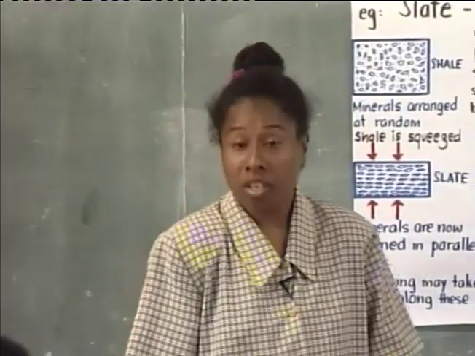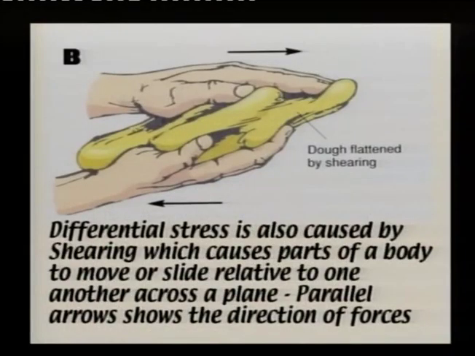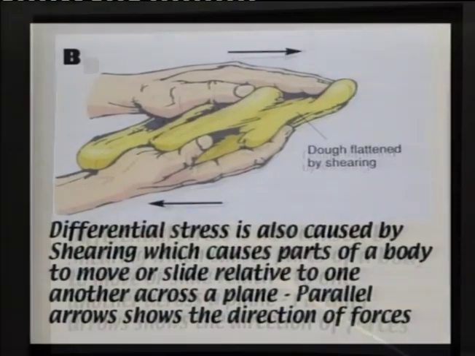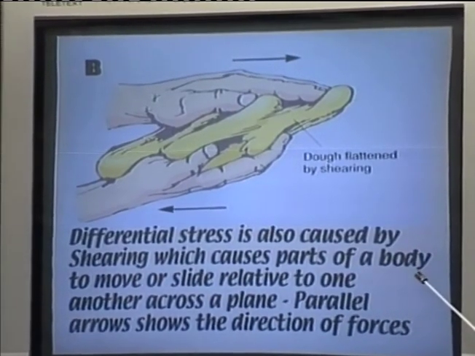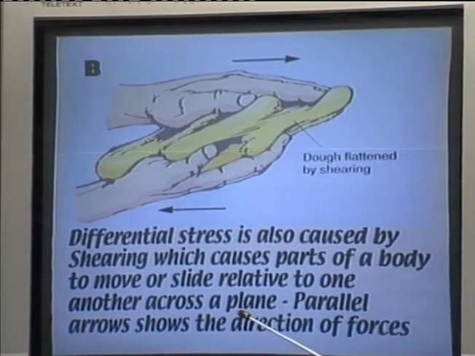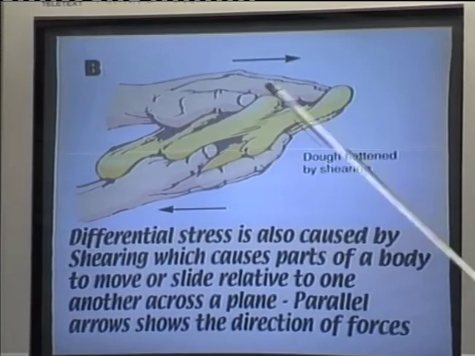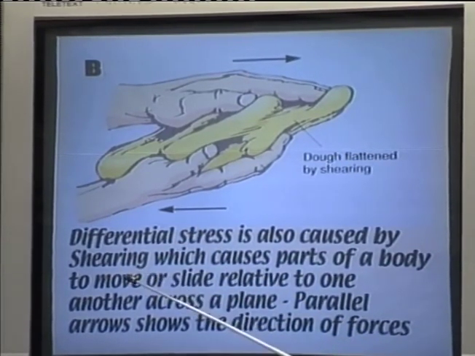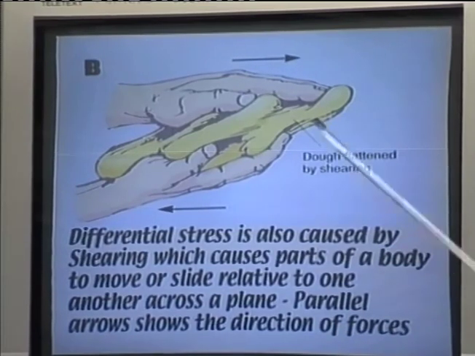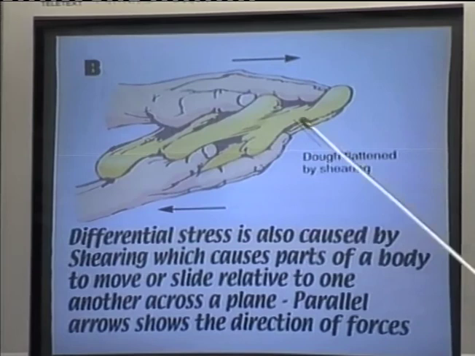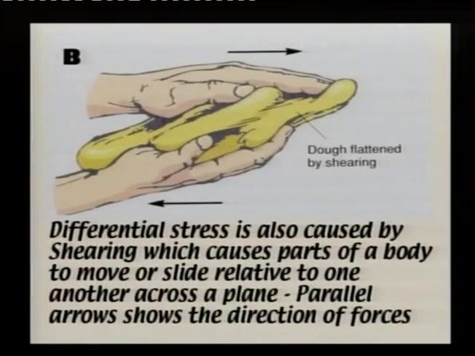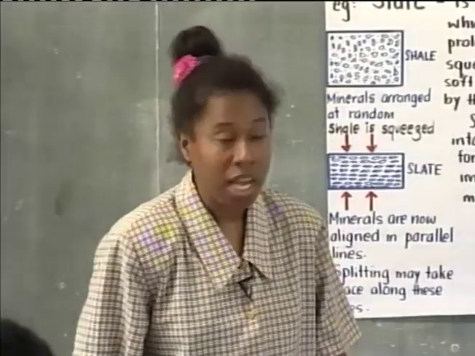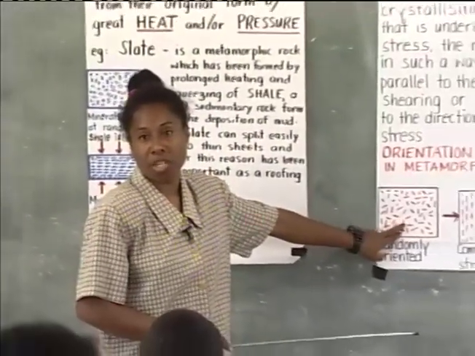We also looked at shearing, and in shearing, we note this is an example again of differential stress, and it is also caused by what we call shearing. And in shearing, this is what causes parts of a body to move or slide relative to one another across a plane. And note there, the arrows indicate that a shearing force has been applied, and you can see that the arrows show the direction which is parallel to that particular feature we are making reference to. The difference between shearing and the compressive force, I will explain a little bit more when we go to the information on the chart.